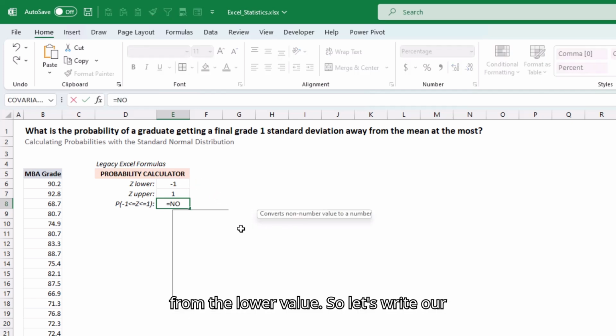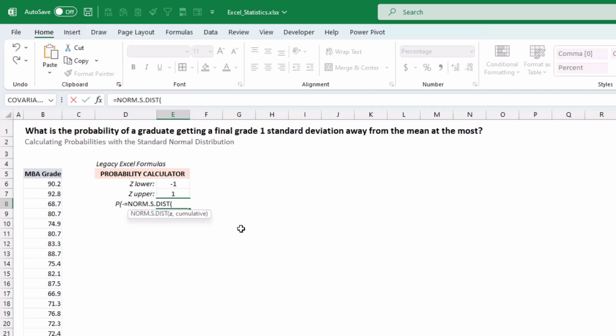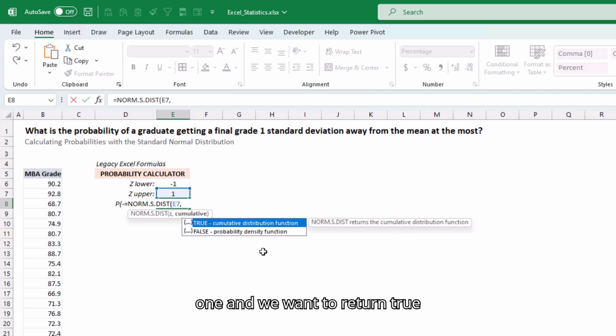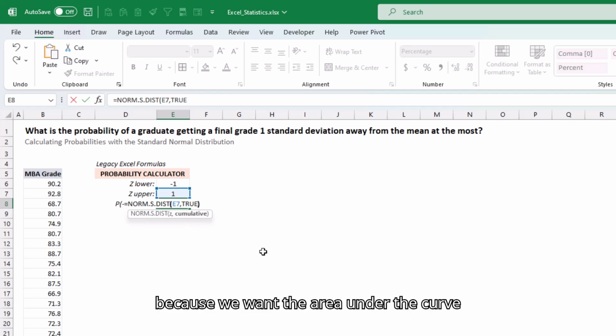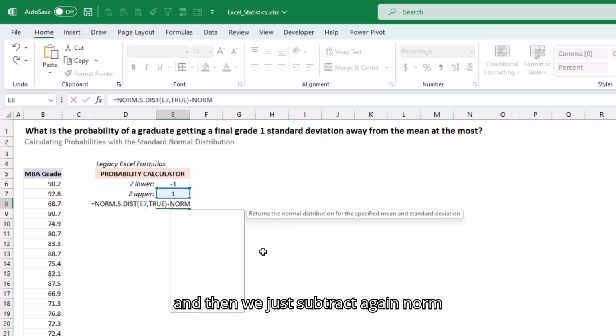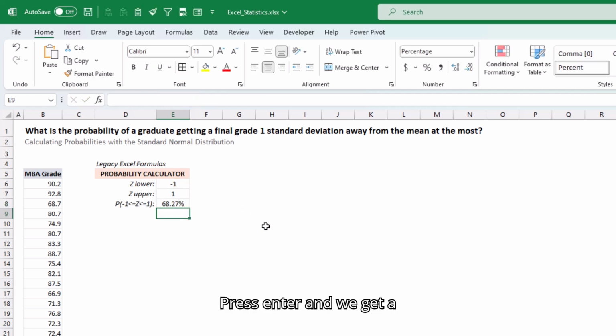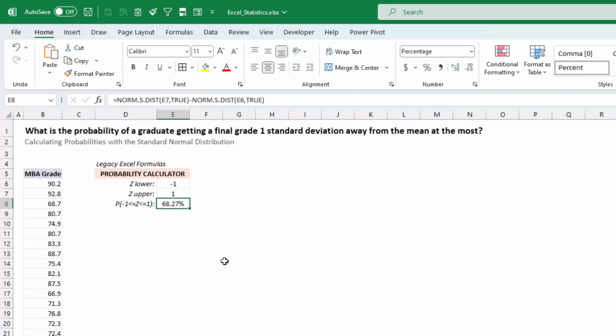So let's write our norm.s.dist function. The z upper is going to be this one, so 1. And we want to return true because we want the area under the curve. And then we just subtract, again, norm.s.dist, z lower, true, press enter, and we get a probability of 68.27%.